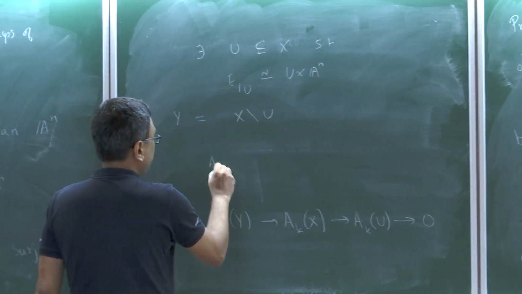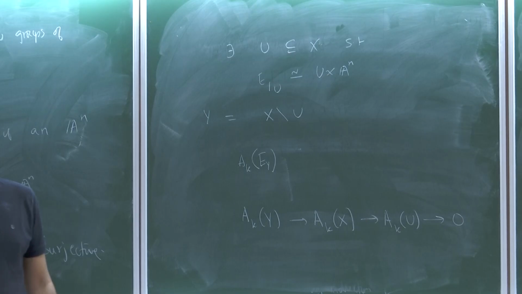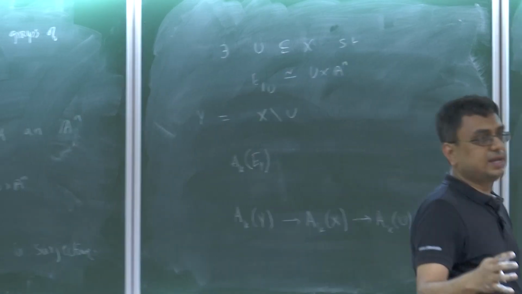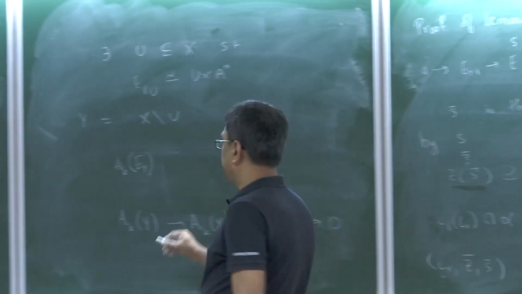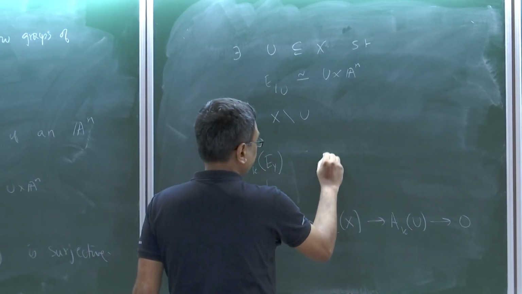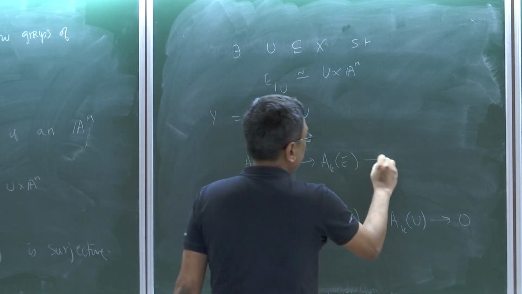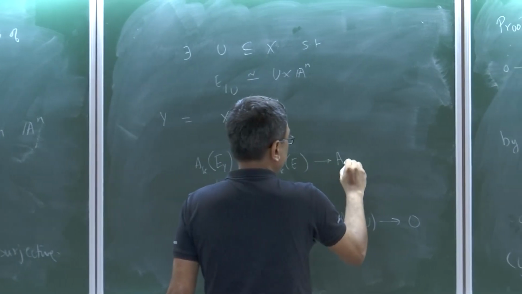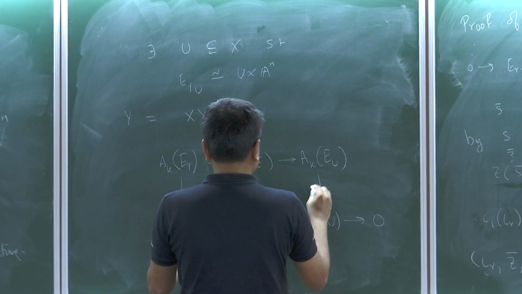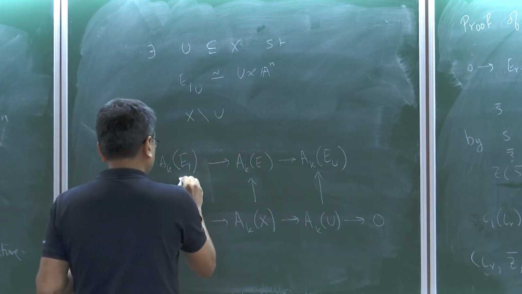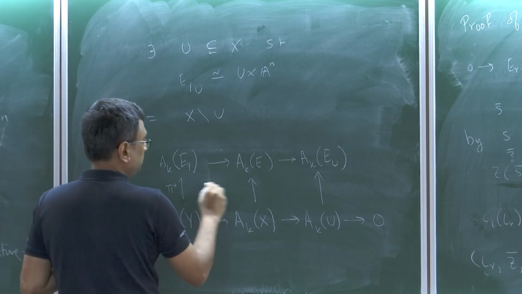Similarly, I have AK of E restricted to Y, which is the fiber product of E and Y over X. That is again an affine bundle, an AN bundle on Y. So I have this AK of E and AK of EU. The arrows go in the upward direction. These are the pullbacks. I'm going to call all these maps pi upper star.